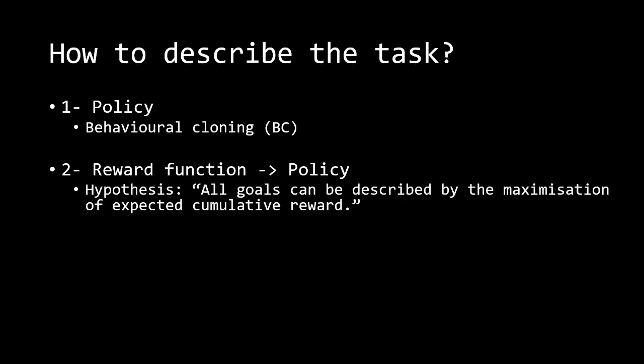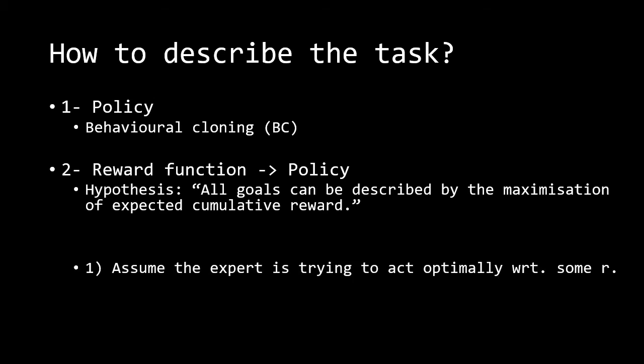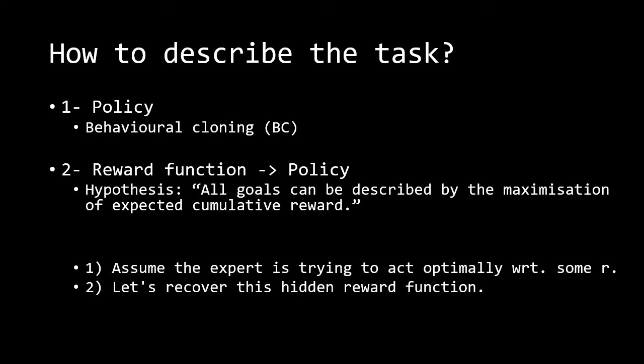So let's formulate that a little bit in another way. We first make the hypothesis, the assumption, that all goals can be described by the maximization of expected cumulative reward. To put it another way, we assume that the expert is trying to act optimally with respect to some reward function. This is a strong assumption, but let's assume that. Once we do that, there is this reward function we don't know. But let's recover this hidden reward function. This would be the most challenging part.